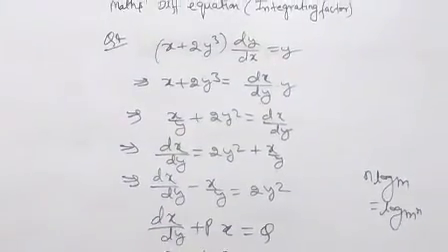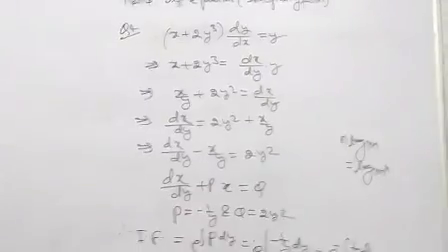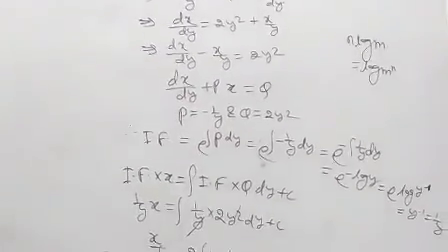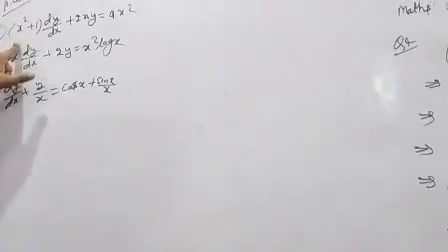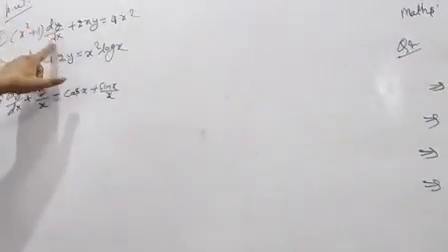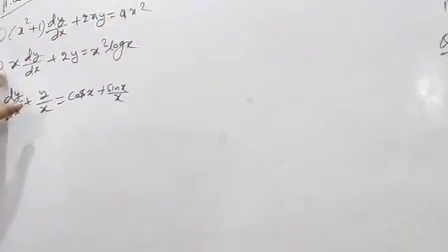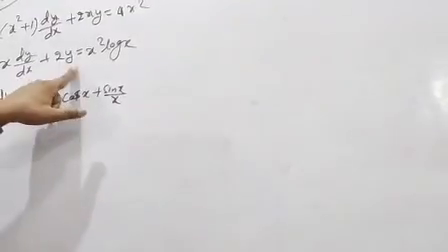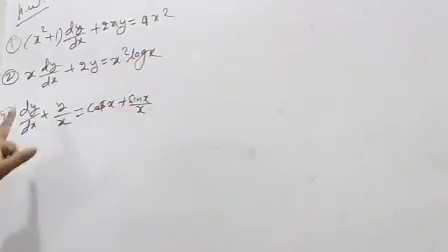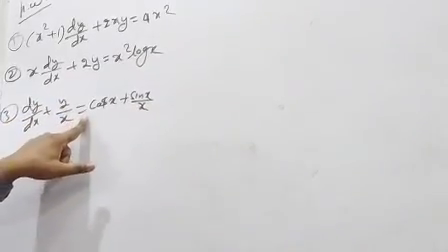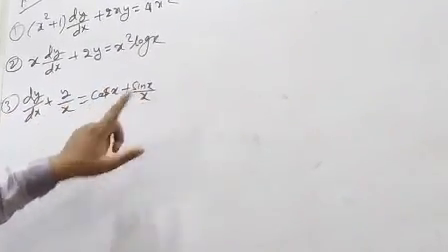In every video, after completing it, I have given homework questions. Then in this video also I am going to give homework questions. Homework question number 1: x square plus 1 dy by dx plus 2xy is equal to 4x square. Second question: x dy by dx plus 2y is equal to x square log x. Question number 3: dy by dx plus y by x is equal to cos x plus sin x by x.